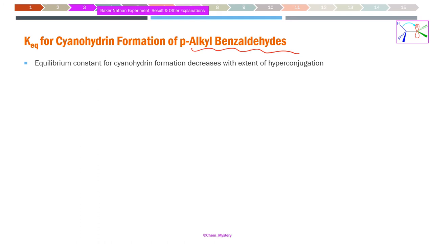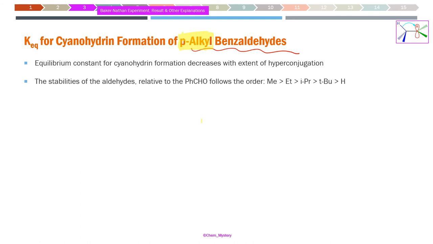These alkyl benzaldehydes, when they are undergoing reaction for the formation of cyanohydrin, how are their reactivities being modified, how are their reactivities being changed? Again, we are going to do some substitution on the para position, we have put some para alkyl groups. So this para alkyl group, again, if we apply hyperconjugation, we can get relatively much more easily understandable results.